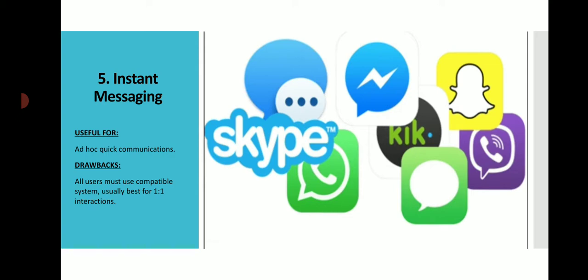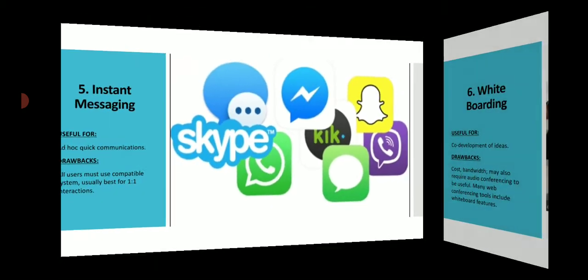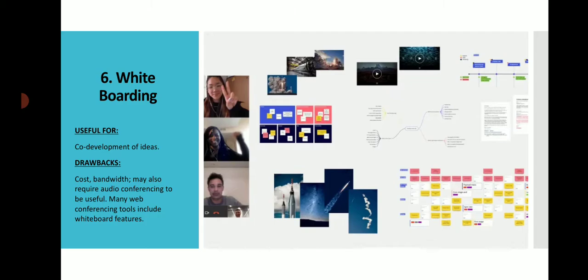Number 5, instant messaging. It is useful for ad hoc quick communications. Drawbacks: all users must use compatible system, usually best for one-to-one interaction. Number 6, whiteboarding. It is useful for co-development of ideas. Drawbacks: cost, bandwidth, may also require audio conferencing to be useful. Many web conferencing tools include whiteboard features.